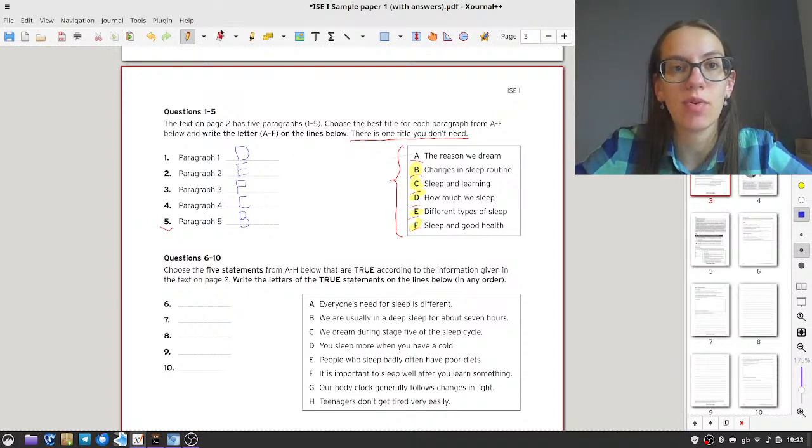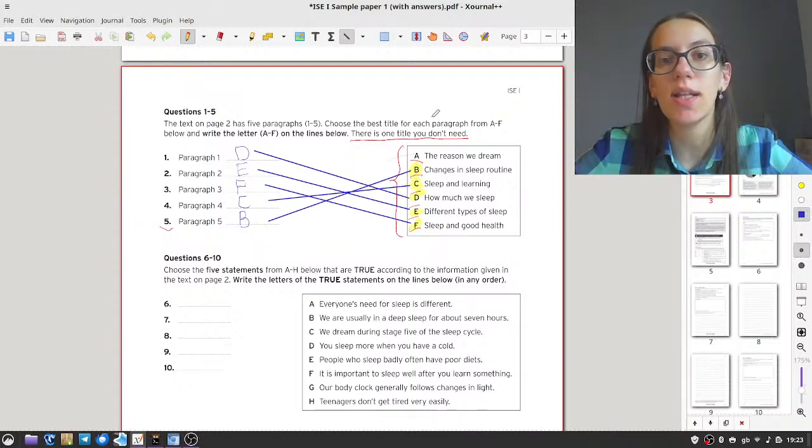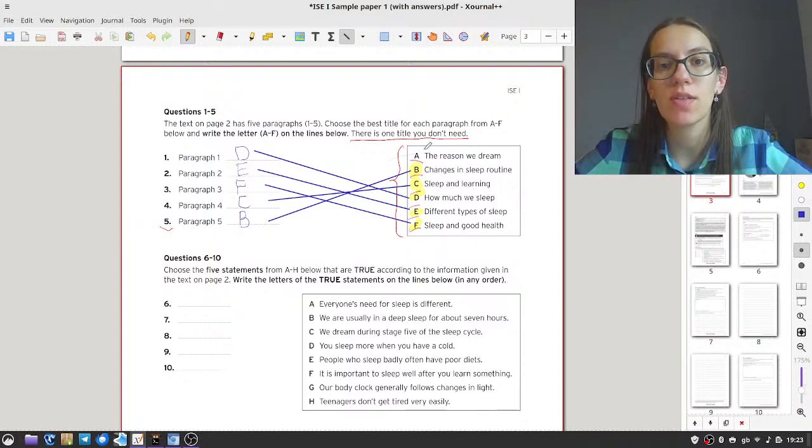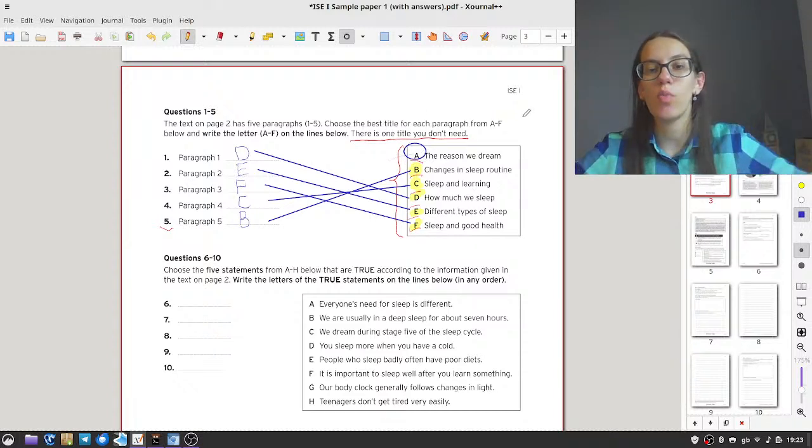So once again, we've got D, we've got E, we've got F, C, and B. And the title, you remember there's one title that we don't need. So for us, this is title A. We didn't use title A. So let's just check one more time that A does not work.